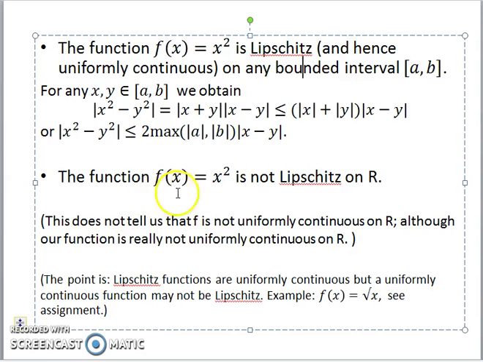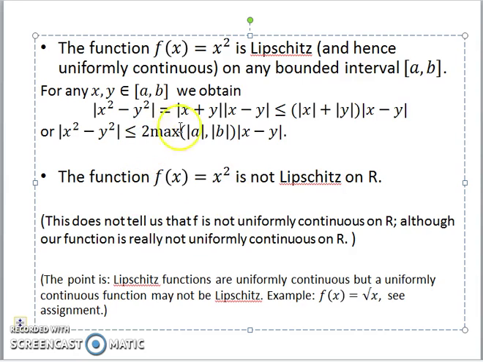We can also verify that f of x equal to x squared is not Lipschitz on R. So we can start with that. Suppose it is possible that f is Lipschitz on R. Then there will be a constant L greater than 0 such that the modulus of f of x minus f of y is less than or equal to L into mod of x minus y. Now we can always find x and y such that mod of x plus y is greater than L, which contradicts the definition. Hence, the function is not Lipschitz on R.